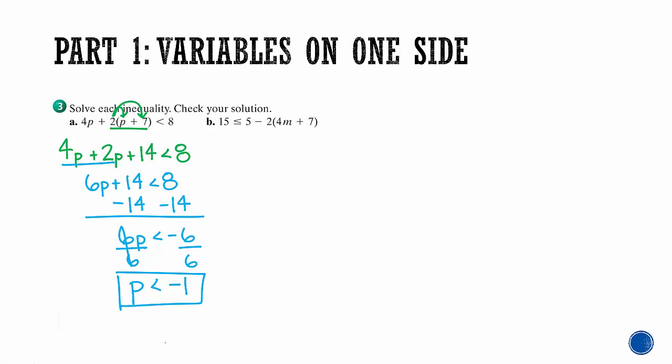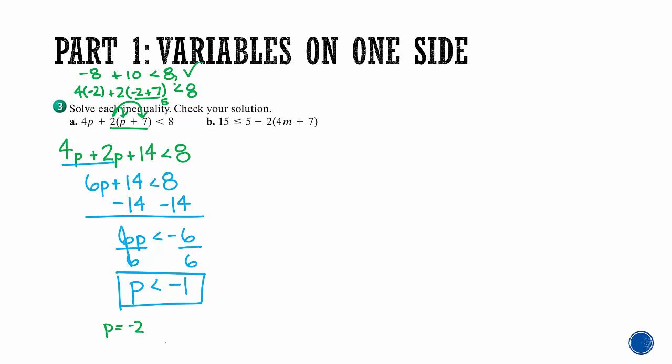So a number that would fit that would be like negative 2. That's less than negative 1. And go back and plug that back in. 4 times negative 2 plus 2 times negative 2 plus 7. We want to know if that's less than 8. So 4 times negative 2 gives me negative 8. Inside of here, this gives me 5. And if I do 2 times 5, I get 10. And if you add those up, you end up with 2, which is definitely less than 8.